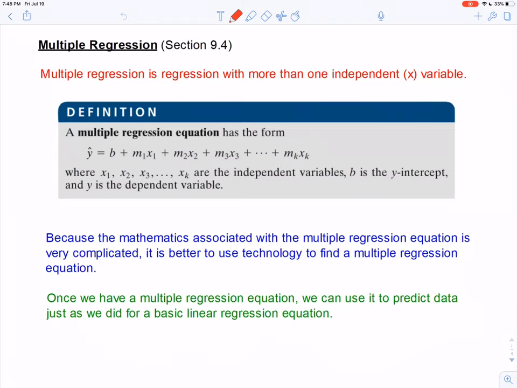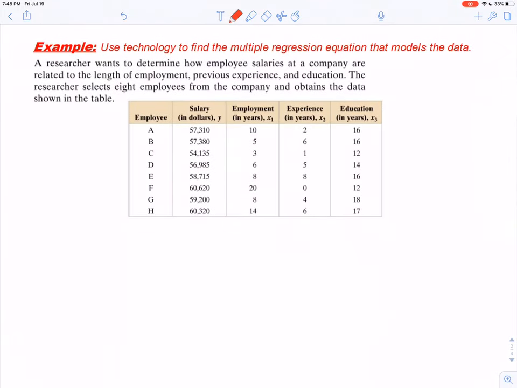All right, so when we talk about a multiple regression equation, the main difference between this and a simple linear regression equation is the number of independent variables. So with basic linear regression, there is one independent x variable, all right, one explanatory variable. In multiple regression, you have more than one variable that are going to be explaining the things that happen to the dependent variable y. All right, so for example, we have a data set here that has 3 independent variables.